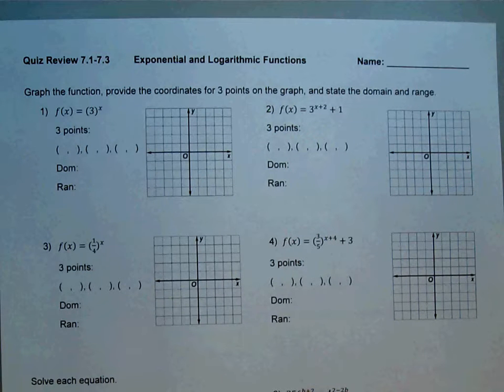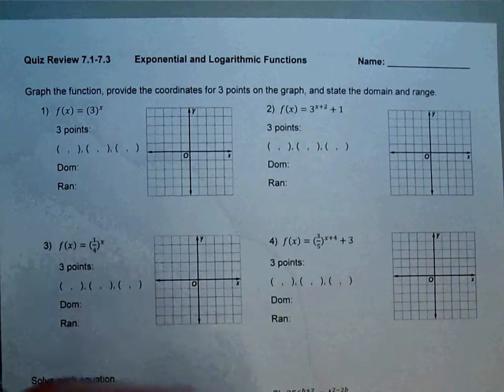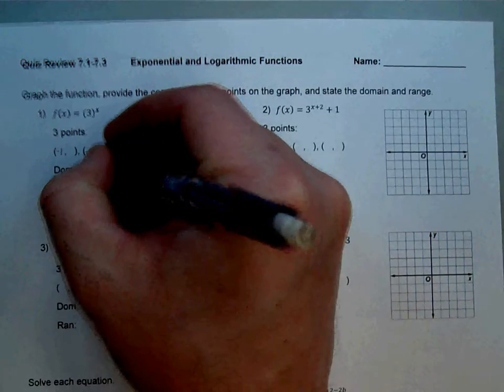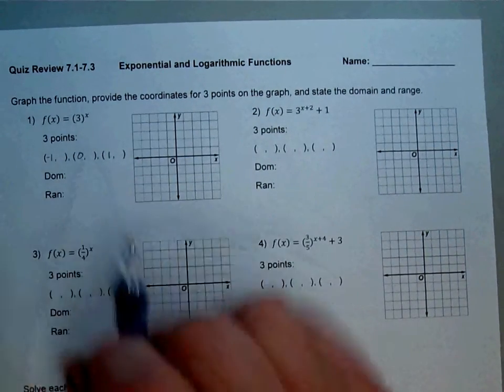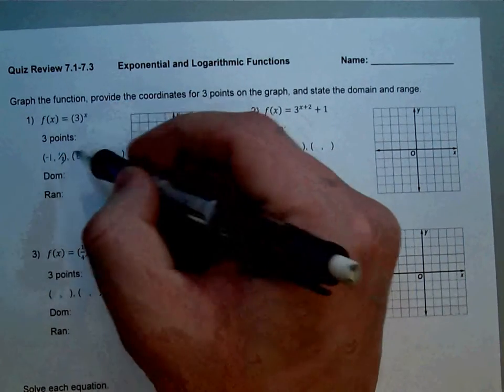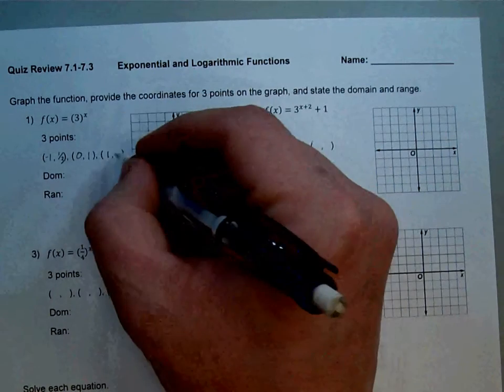All right, so number one, we have to come up with 3 points. We're going to plug them in for an exponent. So nice numbers to plug in for an exponent are -1, 0, and 1 for x values. When I plug in -1, 3 to the -1 is just the reciprocal of 3, or 1/3. When I plug in 0, 3 to the 0 is just equal to 1. When I plug in 1, 3 to the 1 is 3.